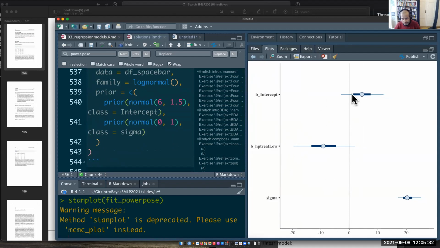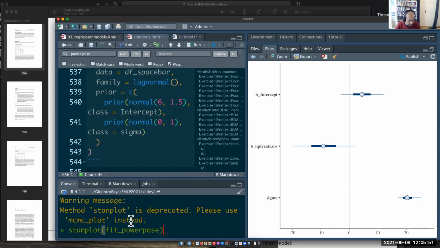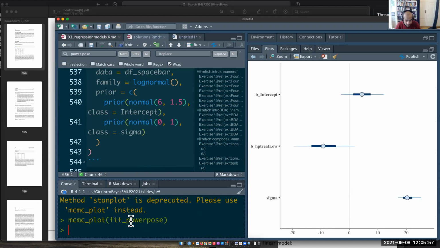posteriors, right? So you're looking at 80% credible intervals, can you see this? These are the thick lines. And the 95% credible intervals are shown with these thin lines here. So this is also one way to summarize the posterior, right? Another way would be to use, I think, mcmc plot or something. Let's see. Oh, I see, mcmc plot does this too.